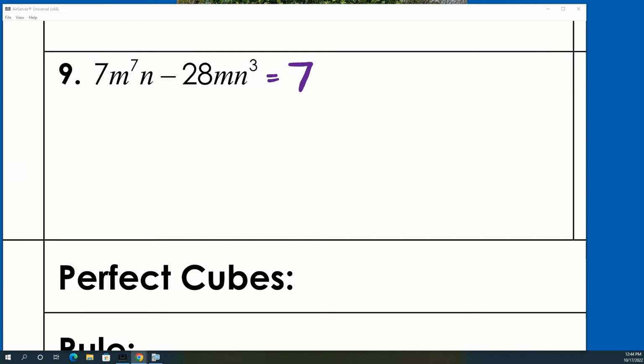All right, and they both have an m. M to the first power is going to be the smallest exponent, and they both have an n, and n to the first power is going to be the smallest exponent. So then when I factor m n out, it'll be m to the 6th, and then 28 divided by 7 is 4. The m's cancel out, and then we'll have n to the 2nd.